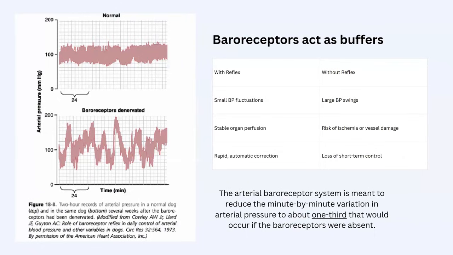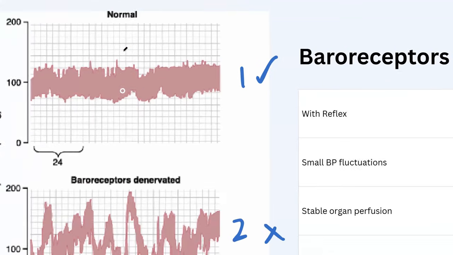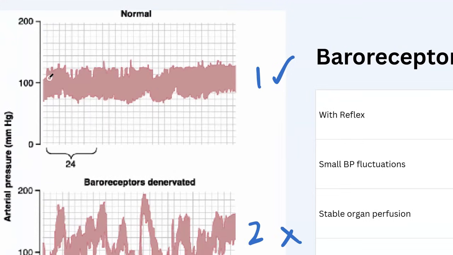Now, baroreceptors act as buffers. So they did an experiment. Scientists took two dogs. In one dog, the baroreceptors are normal. In the second dog, the baroreceptors are denervated, meaning they're not working. Okay? So in the first dog, you can see that the blood pressure is fluctuating normally. So it's like 120/80. It's normal.